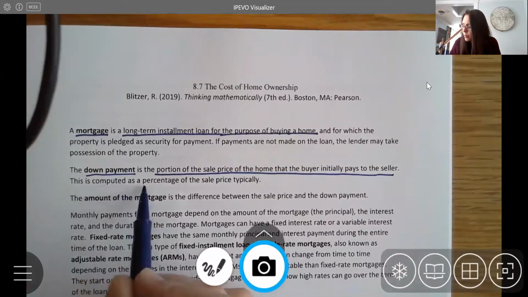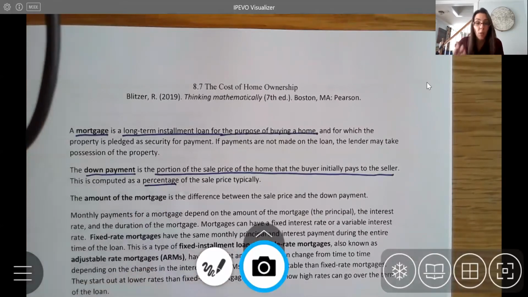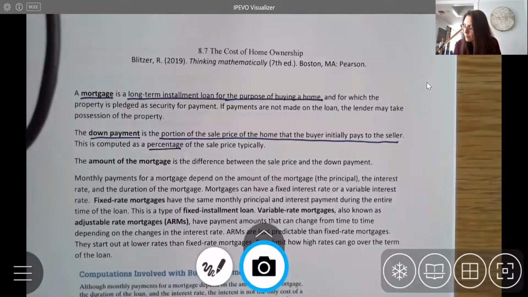This is usually computed as a percent. So usually we try to put 20% of a house down. 20% of the selling price is the ideal percent. But not everybody can do that. Some people put 10% down. Some people put 3% down. There's different types of programs for new homeowners and things like that where they allow less of a down payment.